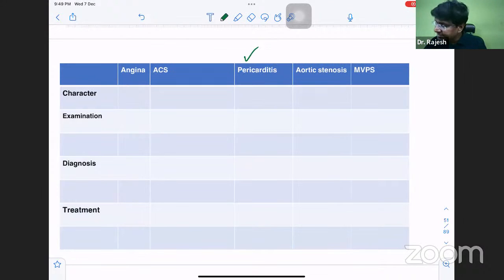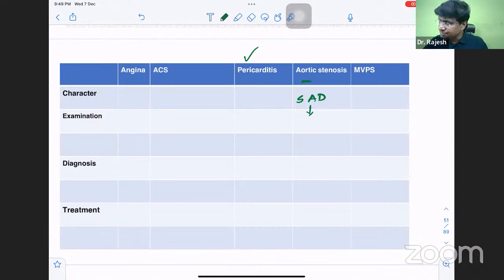Next, coming to aortic stenosis, where the individual can present to the emergency department with chest pain. As I already said, in aortic stenosis you have a triad: syncopal attack, angina, and dyspnea. And why is there angina? That is because demand is more. In aortic stenosis, there will be left ventricular hypertrophy, so the demand will be more, but cardiac output is reduced because of obstruction. So demand is more and supply is less. That is the reason why the individual can present with chest pain.